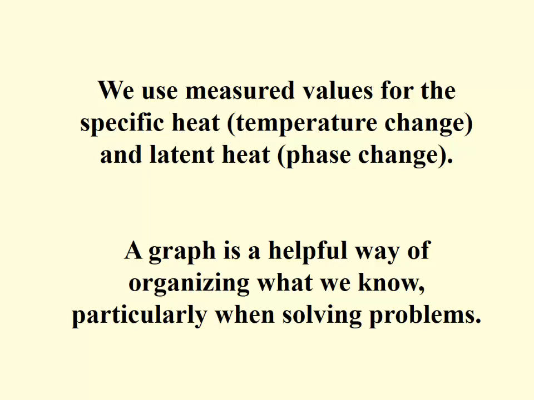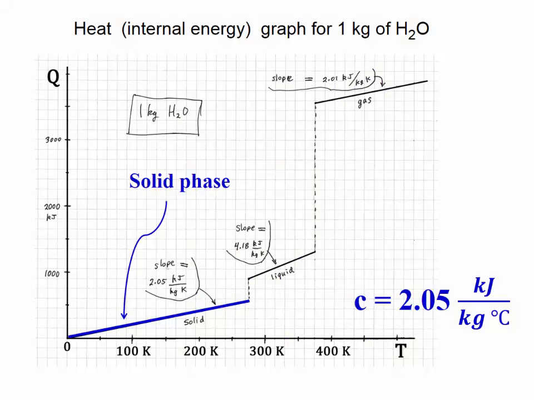We're going to use measured values for the specific heat, that is what happens when temperature changes, and the latent heat, what happens when the phase changes. And I've organized this in a graph that's different from the ones you typically see in textbooks, where again I've plotted the energy on the vertical axis and temperature on the horizontal axis.